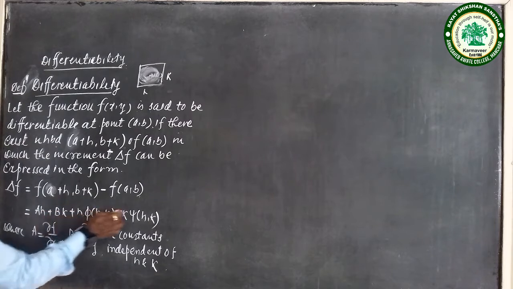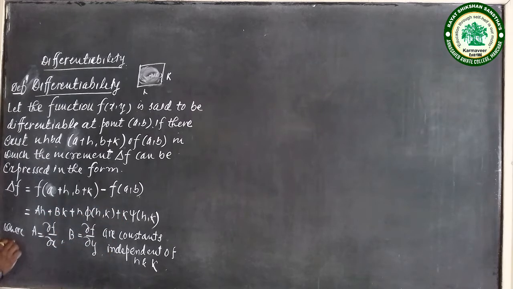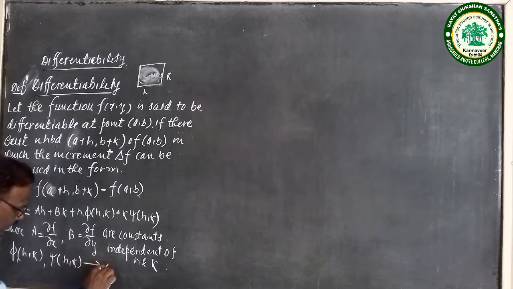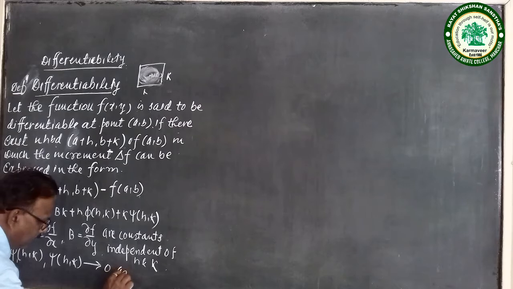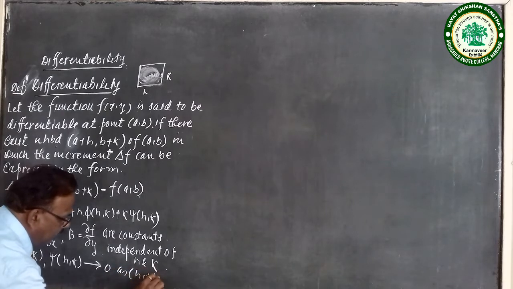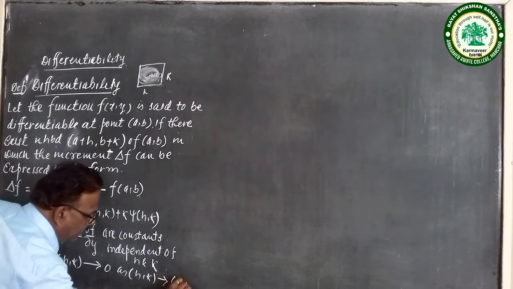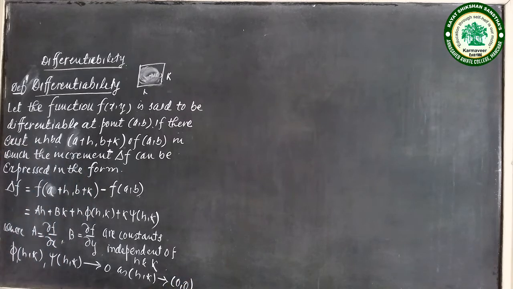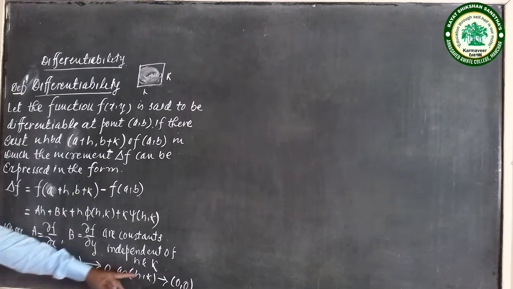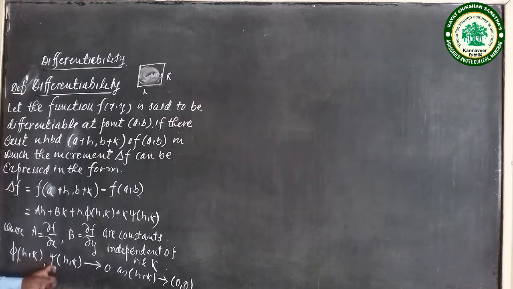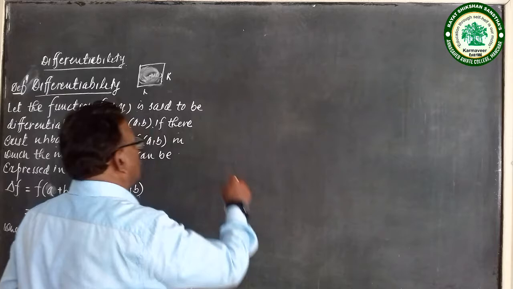And these phi and psi, that is phi(h, k) and psi(h, k), tend to 0 as (h, k) tends to (0, 0). That means while you are taking the limit as (h, k) tends to (0, 0), these functions phi and psi will directly be 0. Okay.